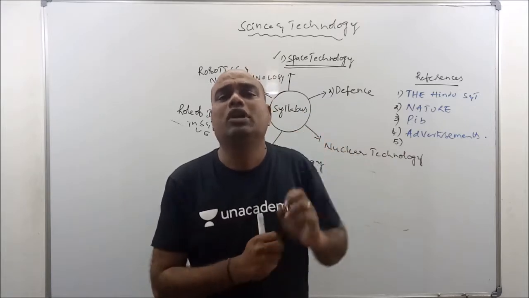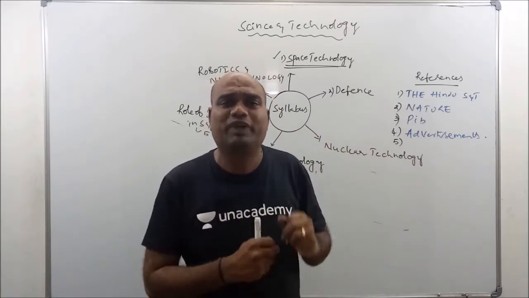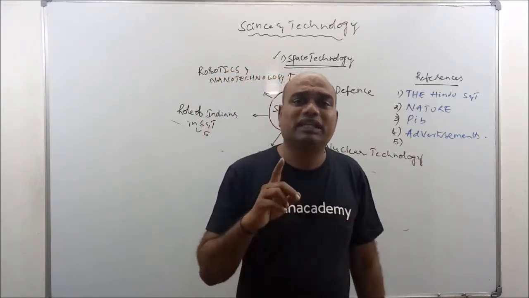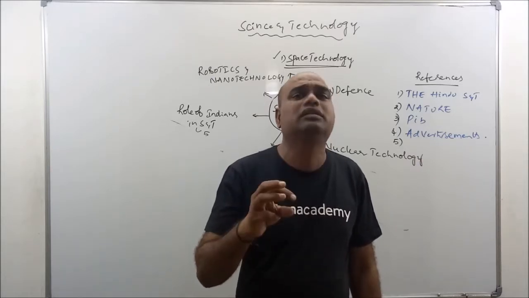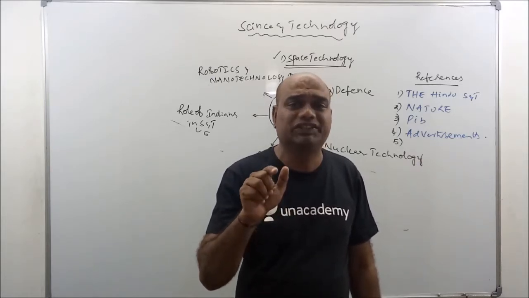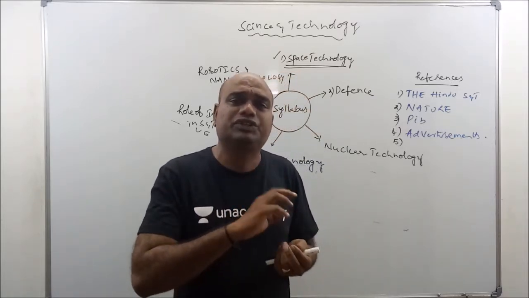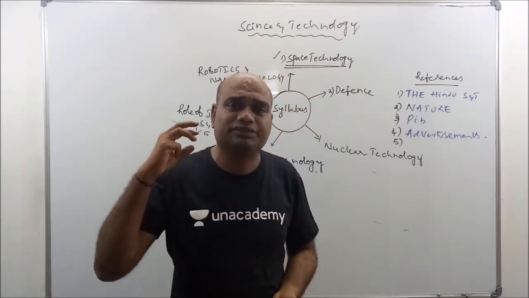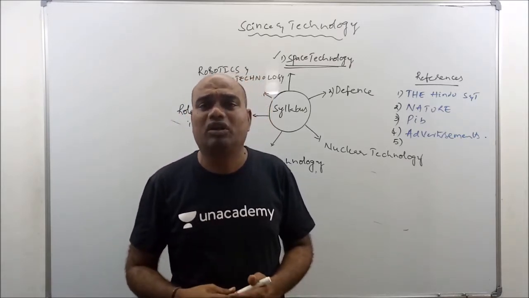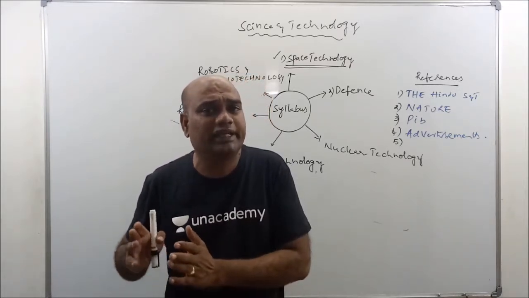Chandrayaan 1 was launched with the launch vehicle called PSLV C11. What does C stand for? Every letter in that terminology is very important. C stands for commercial, D stands for developmental. So PSLV C11 was used to launch Chandrayaan 1, whereas Chandrayaan 2 was launched using the launch vehicle called GSLV Mk3.